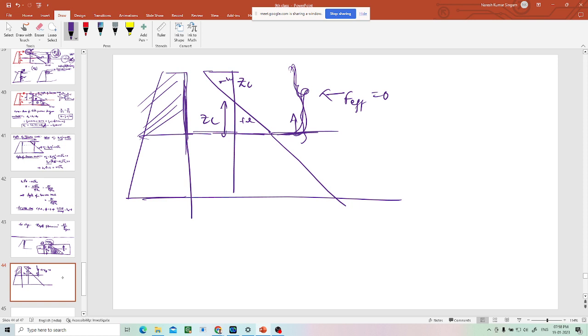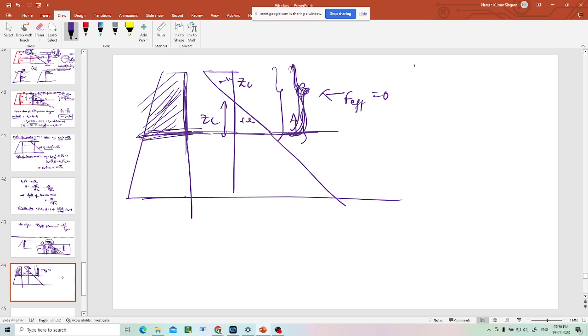Means after formation of the crack, I'm telling. Idealistically, if the tension crack is formed, you can just demolish this much wall, but nobody will demolish, nobody should demolish. But I'm just telling, the effective force is 0. Now this depth which does not require any support is called unsupported length or unsupported depth. That is also called the critical height.